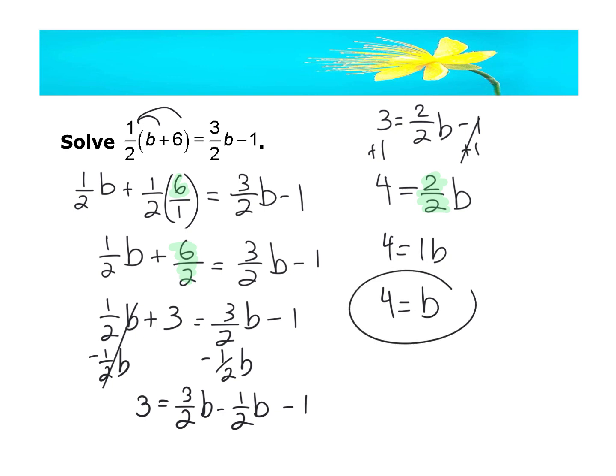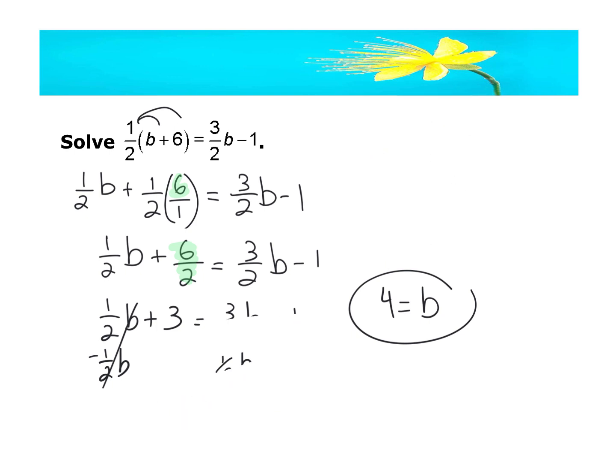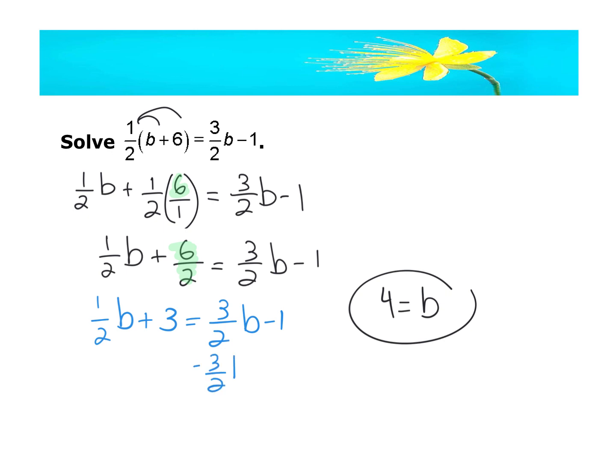So I'm going to go ahead and erase the work up to right here. I'm going to leave the final answer up there so you're able to realize that we get the same thing. So I'm going to write in blue, 1/2 b plus 3 equals 3 over 2b minus 1. Now in this case, I'm going to make the variable negative. So I'm going to subtract 3 over 2b.